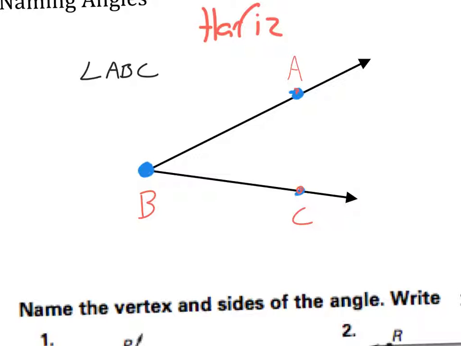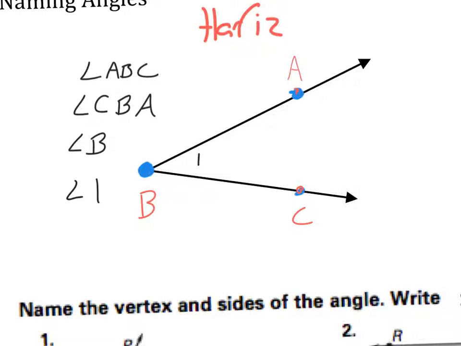There's one name for it. Here's another name for it. Angle CBA. Here's a third name for it. Angle B. And here's a fourth name for it. I put a number inside, and it's simply called angle 1.